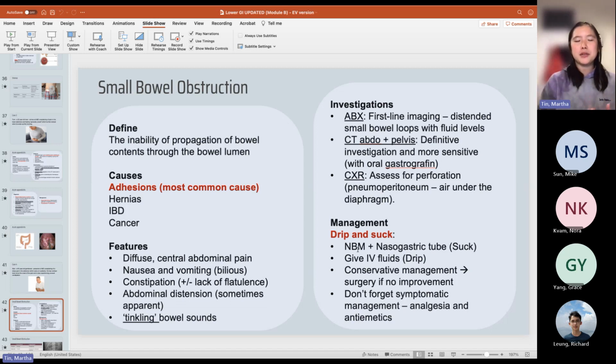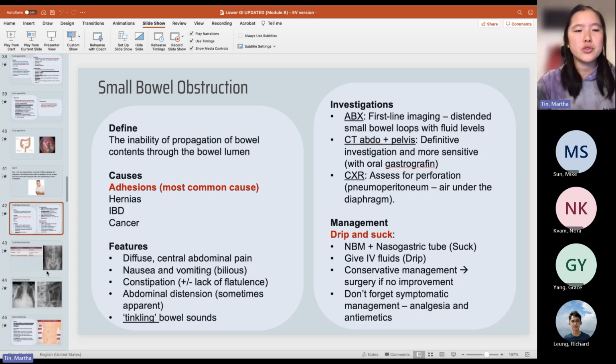So management is typically supportive and conservative at first. You do what we call a drip and suck. So you give them a drip, so IV fluids, and you suck, which means putting an NG tube in and making them nil by mouth. If they really don't improve in a couple of days, you would then consider surgery. But in the context of your exams, it would mainly be conservative. And of course, you can always help them manage their symptoms and give them pain relief and also antiemetics. So that's the mainstay of treatment with a small bowel obstruction.